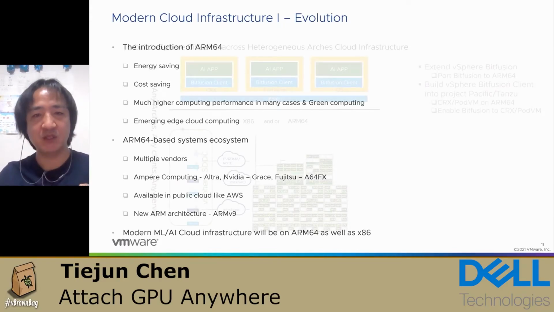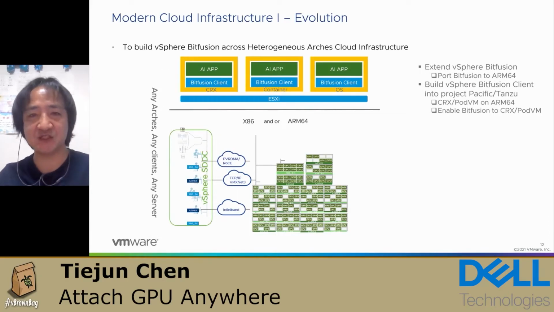So in this case, besides packaging the Bitfusion client into a container and the traditional guest OS, traditional VM, we plan to package the Bitfusion client into our CRX container runtime for ESXi, in order to support vSphere with Kubernetes, our Tanzu project. On the bottom, now we can set up a GPU resource pool among x86 and ARM64. The client can also be based on x86 or ARM64. So we can attach GPU across the different architectures. It's awesome, just like a hybrid server and hybrid client.